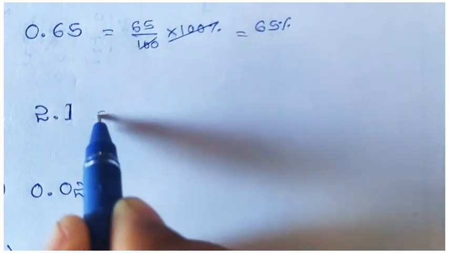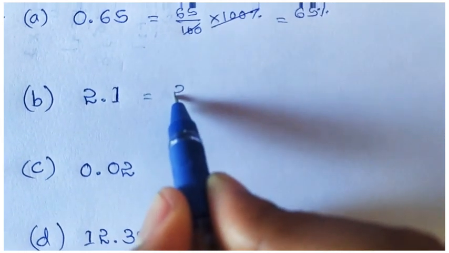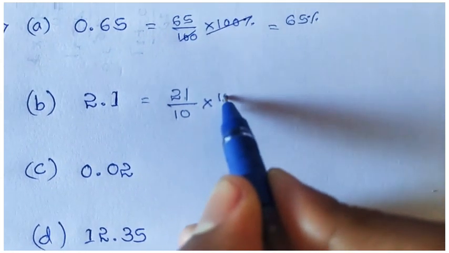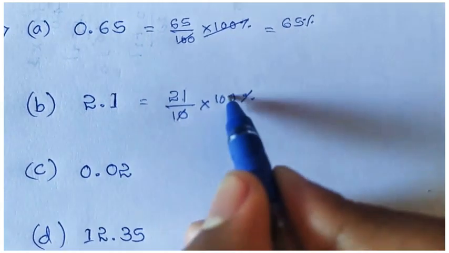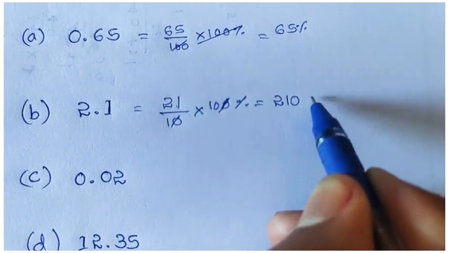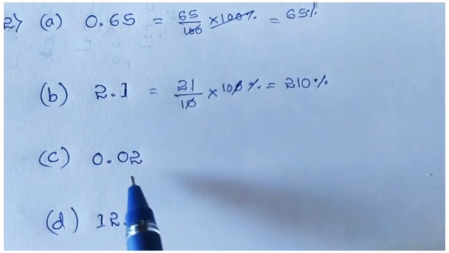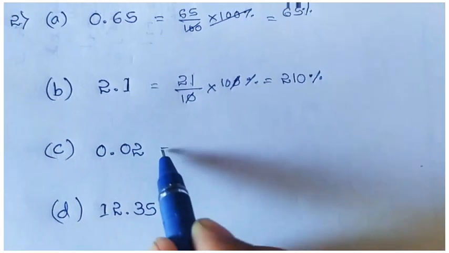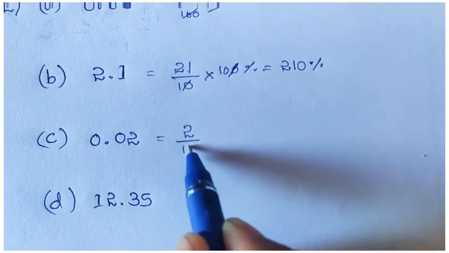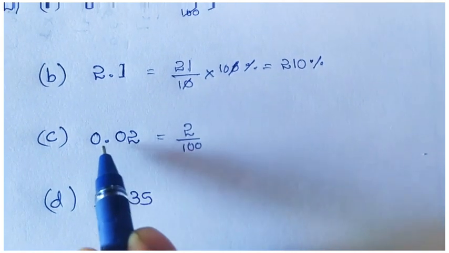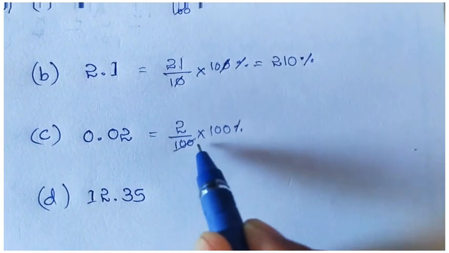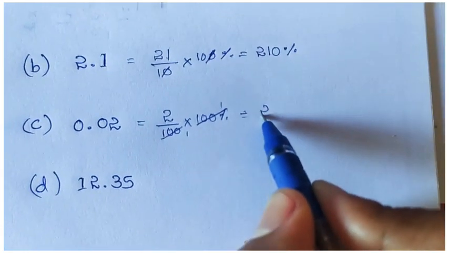65%. Next, 2.1 is there. How to write 2.1? 21 divided by 10 into again 100%. So 10 gets cancelled. What is left? 21 into 10, that will be 210%. Again the third one, 0.02. So convert it into a fraction. So it will be 2 by 100 because here after the decimal point there are 2 digits. 2 by 100 into 100%. So 100 gets cancelled. What is left? 2% is left.